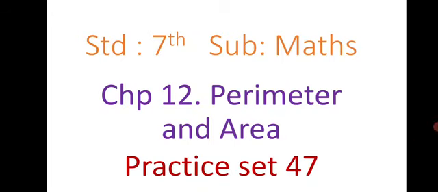Standard 7th, Subject Maths, Chapter 12, Perimeter and Area. Practice set 47. Dear students, in the previous practice set, you learned a new formula, that is area of a triangle is equal to half into base into height.